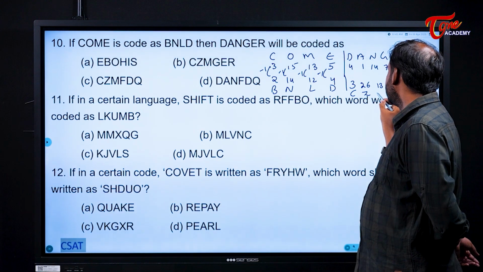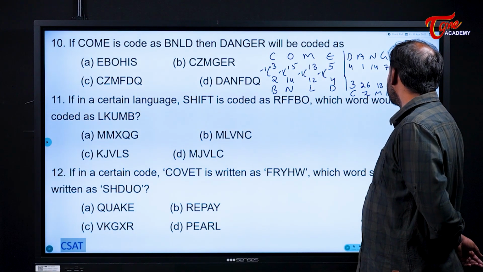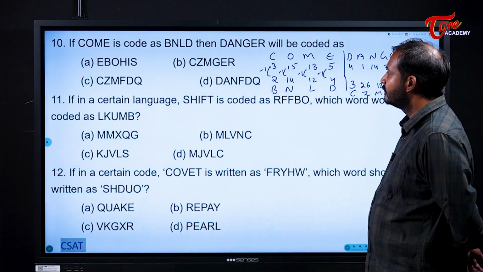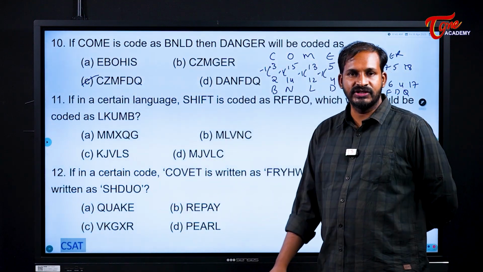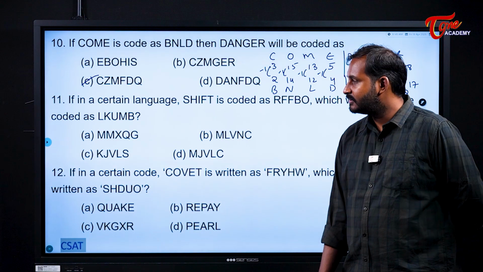C, Z, M, F, D, Q. So our answer will become option C here. Option C. Understood? Next one.